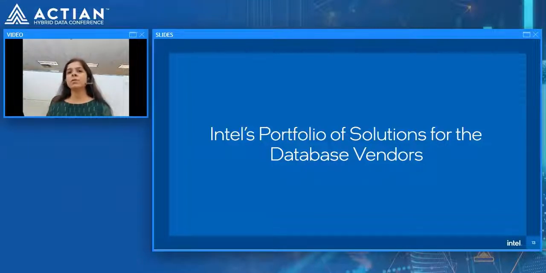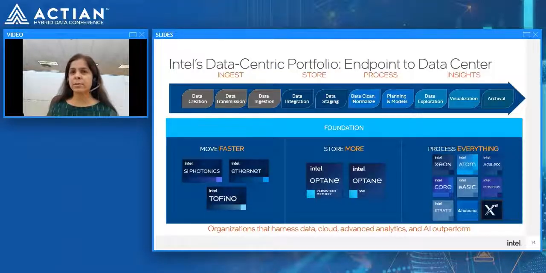So what does Intel offer in terms of a portfolio of solutions to database vendors? Not just the database vendors, it also applies to applications in particular. Intel has a rich portfolio of solutions across the data management pipeline, right from ingest to store to process to building meaningful insights out of the data. It has technologies like Intel Silicon Photonics, Intel Ethernet, and Tofino to move data faster. To store and access data faster, you have Intel Optane DC persistent memory and Intel Optane SSDs. And then, not to forget the compute power to process everything through CPU and accelerator product line.